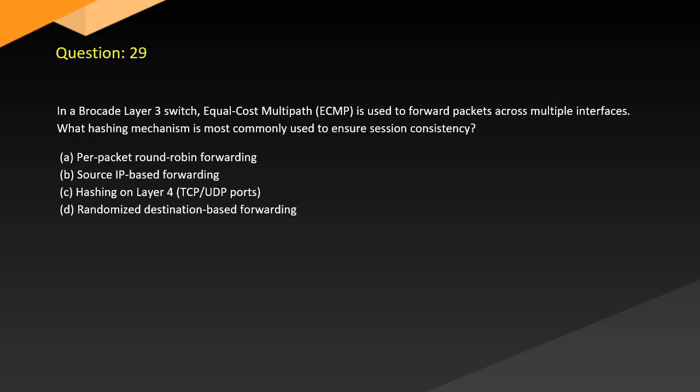Question 29. In a Brocade Layer 3 switch, equal cost multipath is used to forward packets across multiple interfaces. What hashing mechanism is most commonly used to ensure session consistency? A. Per-packet round-robin forwarding. B. Source IP-based forwarding. C. Hashing on Layer 4 TCP ports. D. Randomized destination-based forwarding.